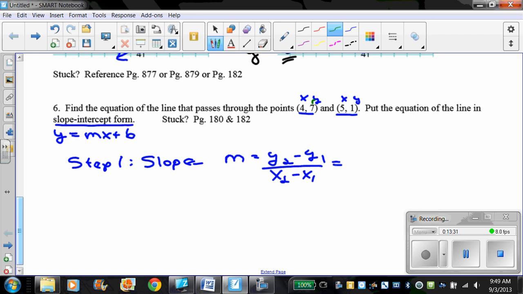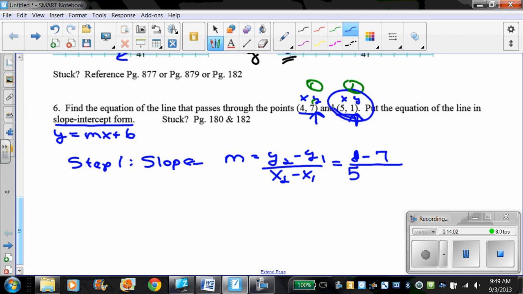So if you're going to say this is point 1, then this has to be point 2. I try to avoid negatives as much as possible, but it's not going to make much difference here, so I'm going to go 1 minus 7, which does cause me to have a negative. So I had 1 minus 7, which is this y coordinate minus that y coordinate, over, now, since I started with the 1, I have to start with the 5 here. So we chose this to be our first point.